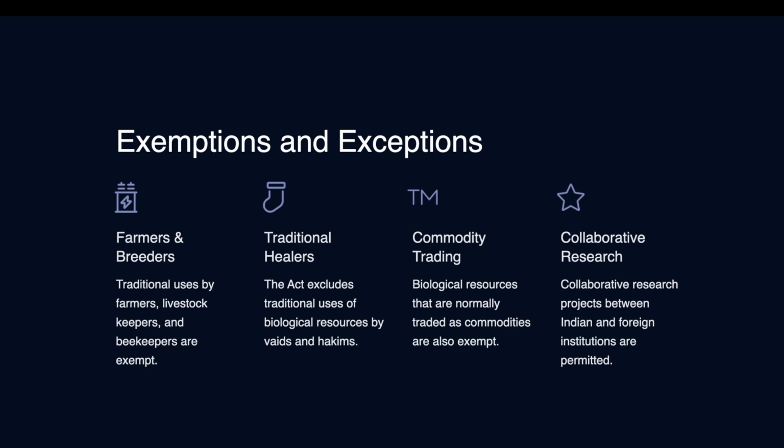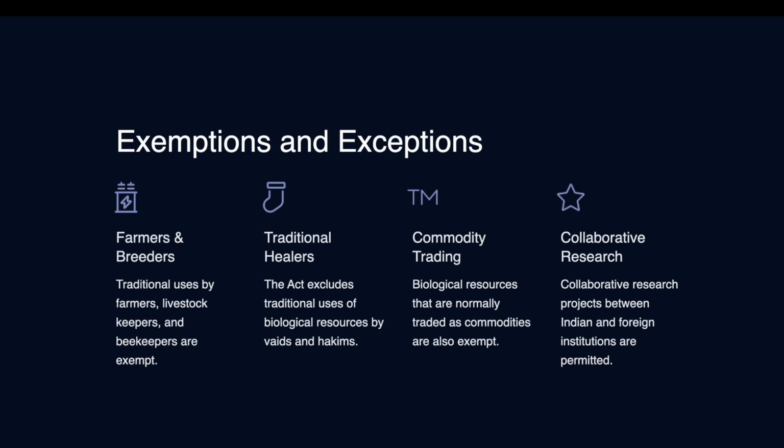Now, there are certain exemptions and exceptions. Traditional uses are seen as an exception, like by farmers, livestock keepers and beekeepers, who are exempt. Also, the act excludes traditional uses of biological resources by Vaids and Hakims, who are traditional healers. Third, it also adds an exemption for commodity trading. Biological resources that are normally traded as commodities are also exempt. And the fourth is collaborative research. Collaborative research projects between Indian and foreign institutions are permitted under this act.